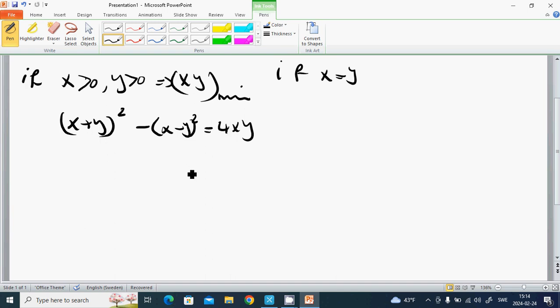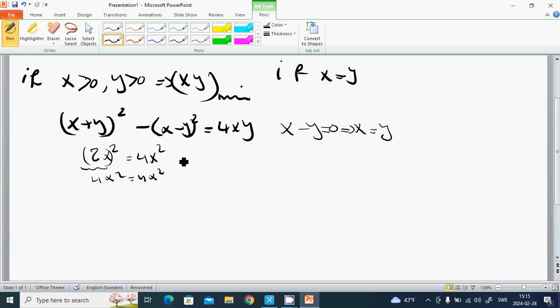And this one is positive. Then this value explains how it is. Then this one must be 0. This is positive and this one must be 0. Then x minus y is 0, then x equals y, and here it is 2x equals 4x2, which is 4x2 equals 4x2, and it is correct.